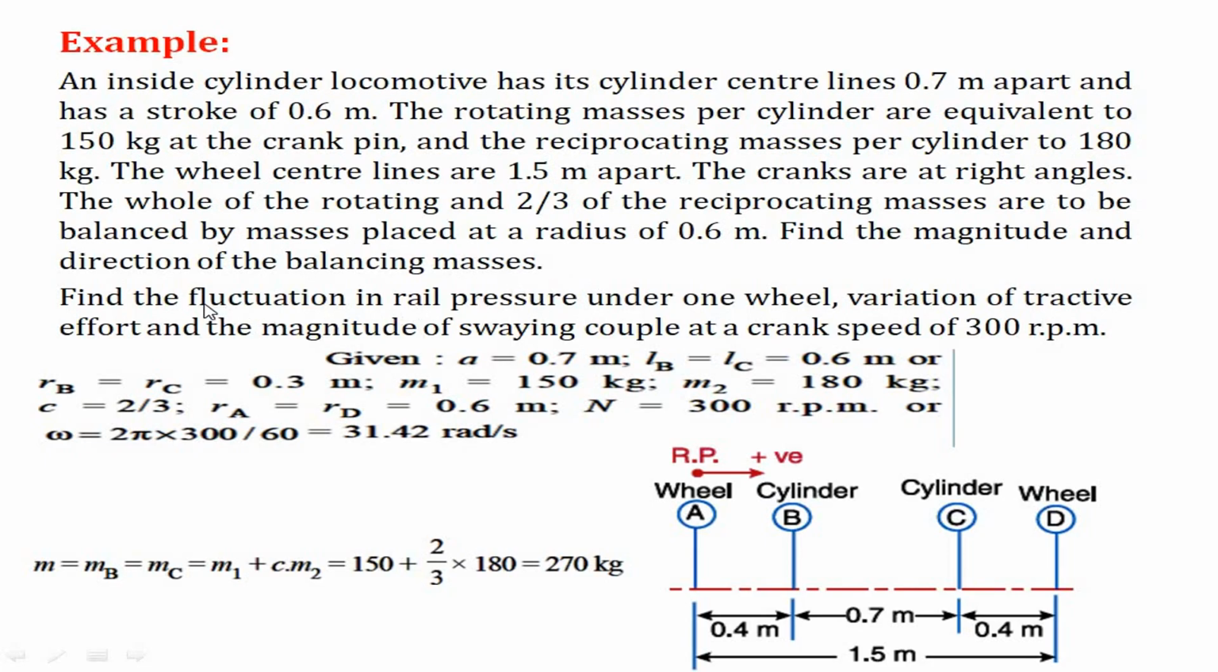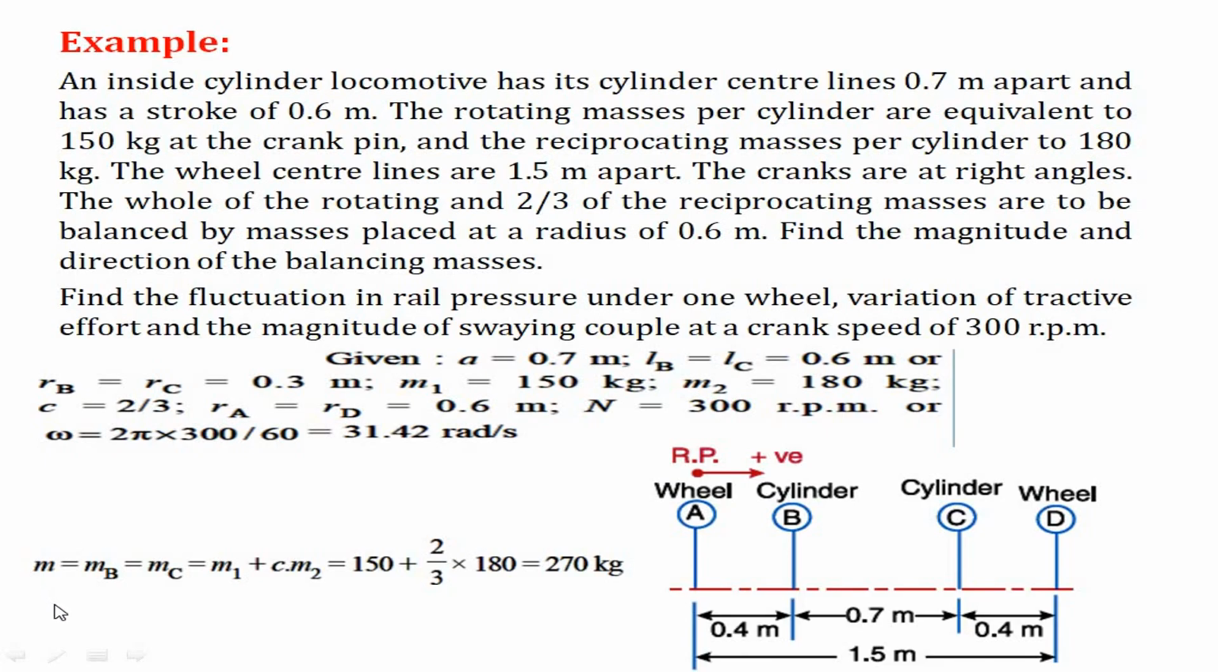Along with that, we are also going to determine fluctuation in rail pressure, which is known as hammer blow, variation of tractive effort, and magnitude of swing couple. There are two methods of solving such problems. One is analytical and another is graphical. Whichever method we follow, the first thing that we need to do is to represent the planes as shown in this figure.